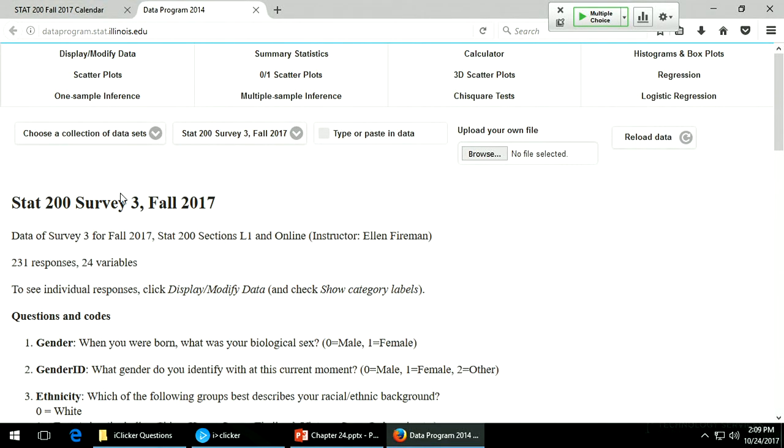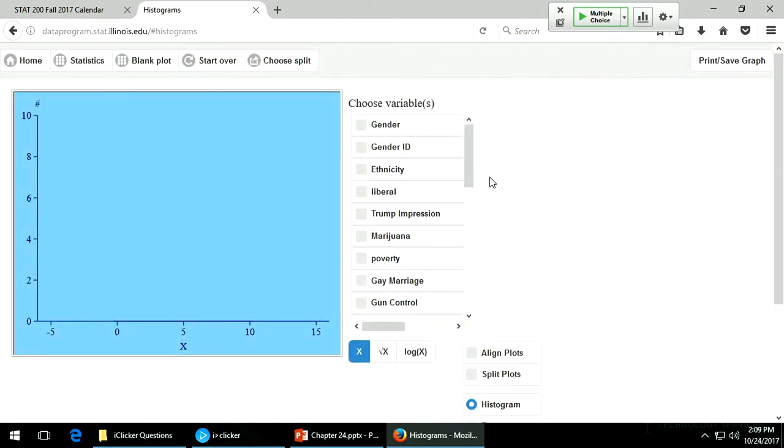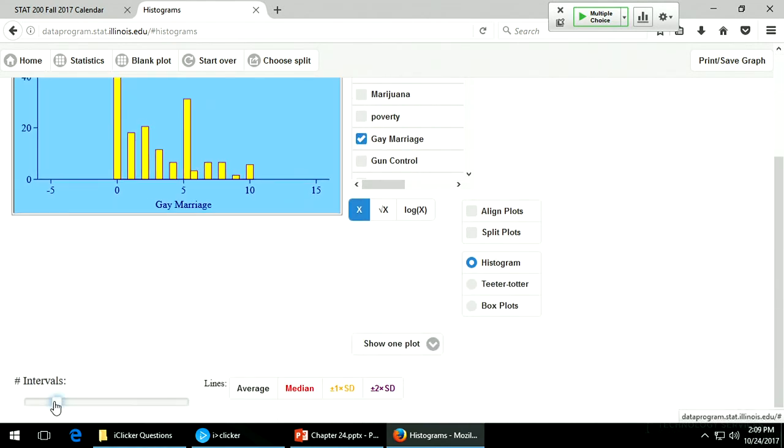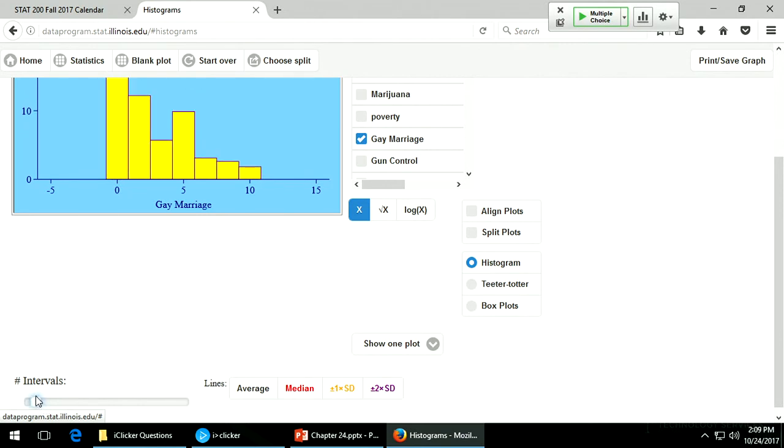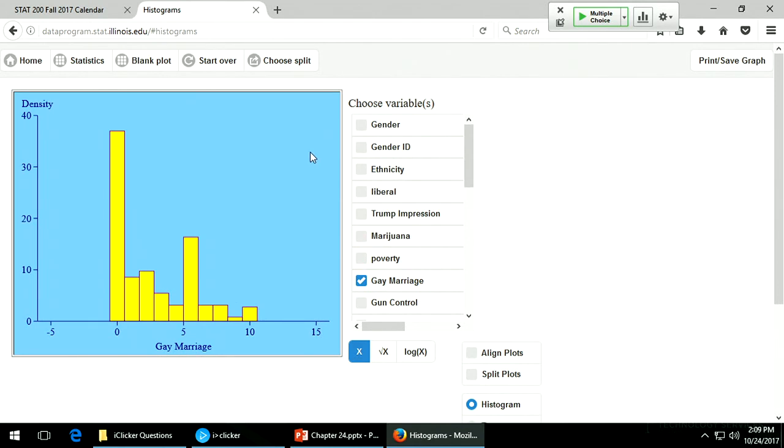So let's look at our data. First, let's look at a histogram of this. And let's adjust the bin so that we can see. I want 11 of them: 1, 2, 3, 4, 5, 6, 7, 8, 9, 10, 11. Yeah, because there are 11 possibilities.